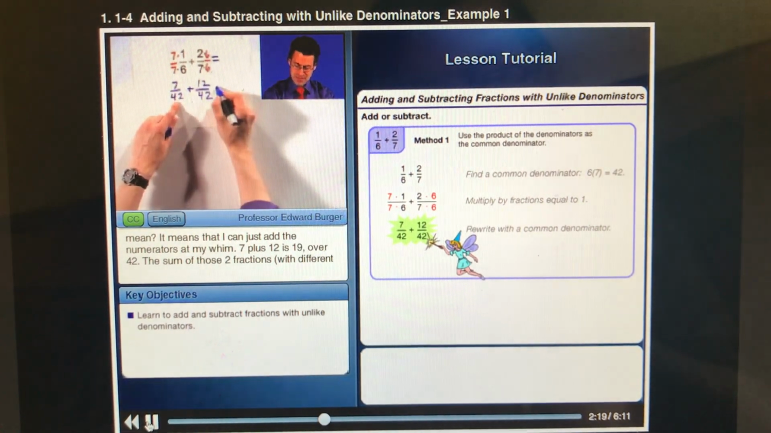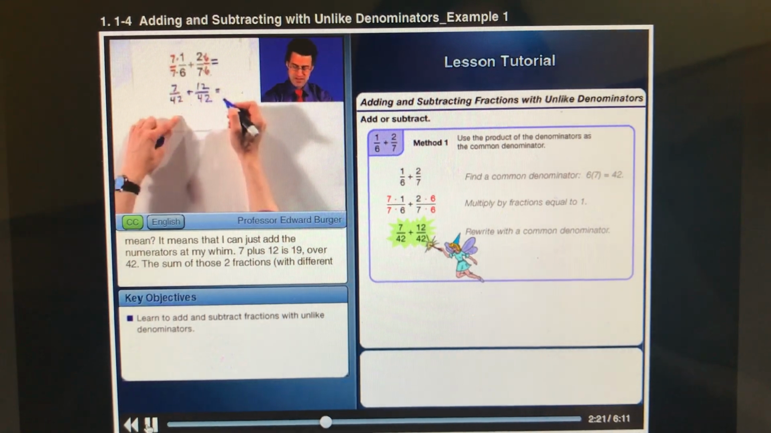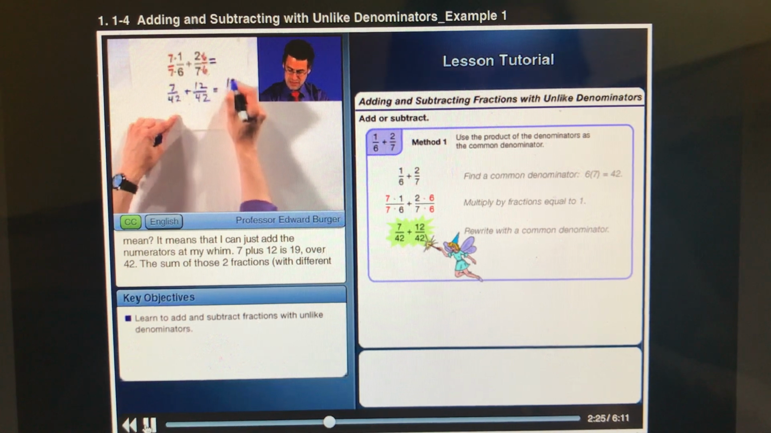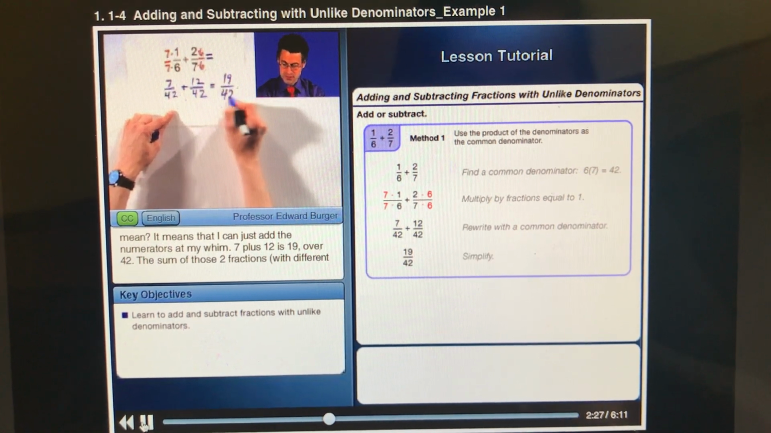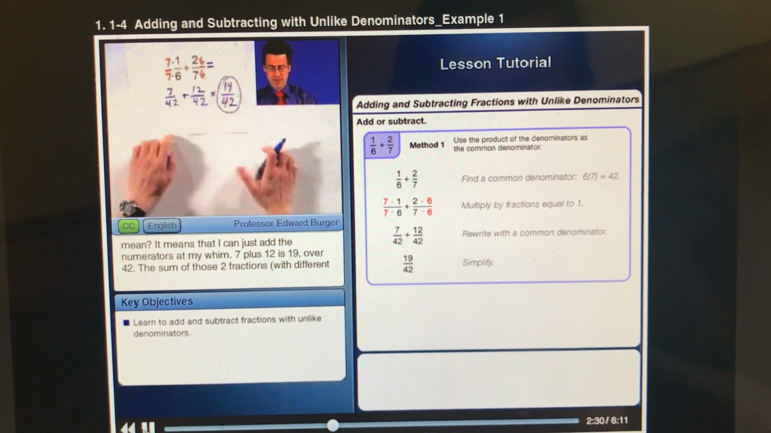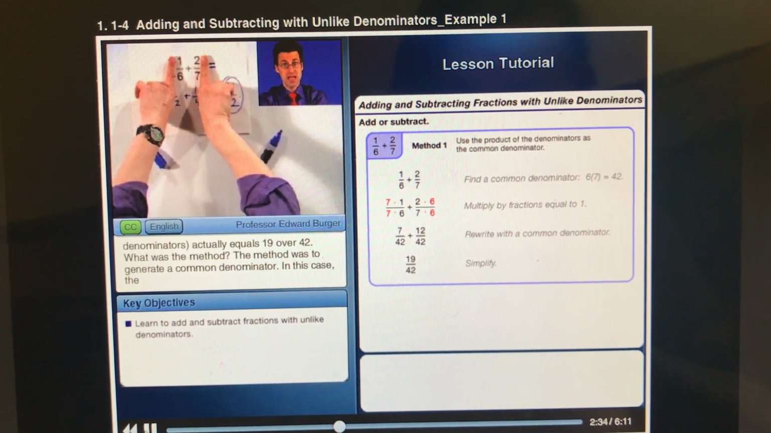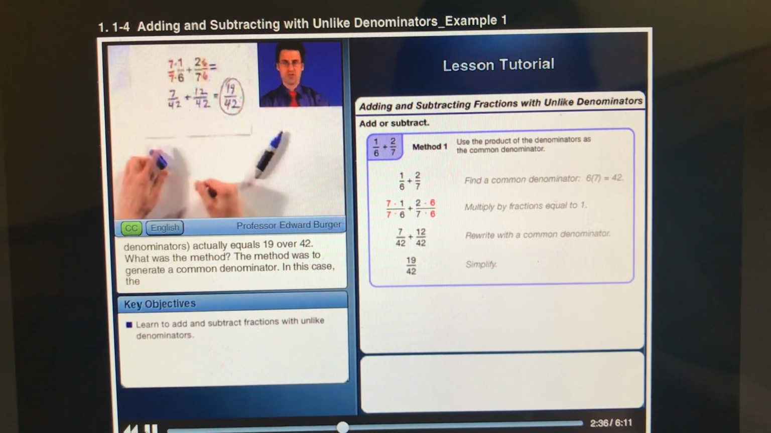What does that mean? It means that I can just add the numerators at my whim. 7 plus 12, which is 19, over 42. And so the sum of those two fractions with different denominators actually equals 19 over 42.